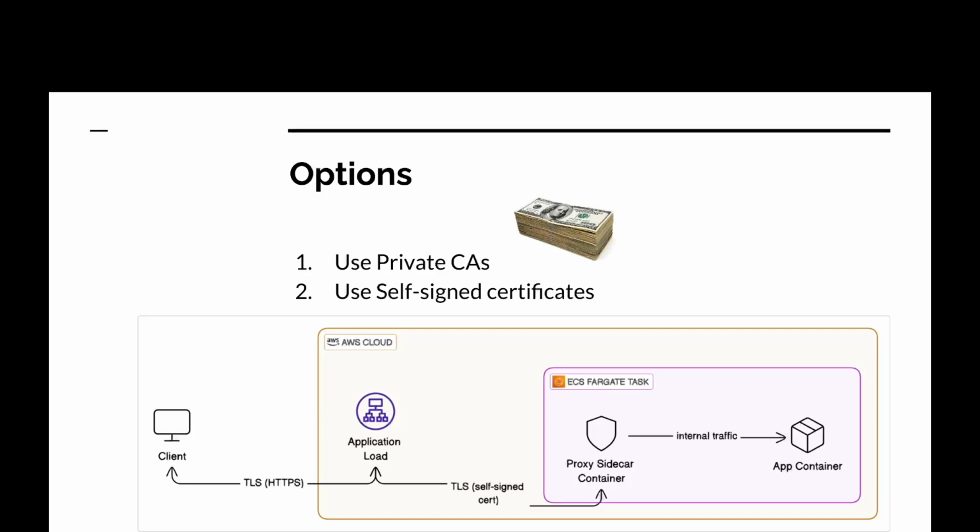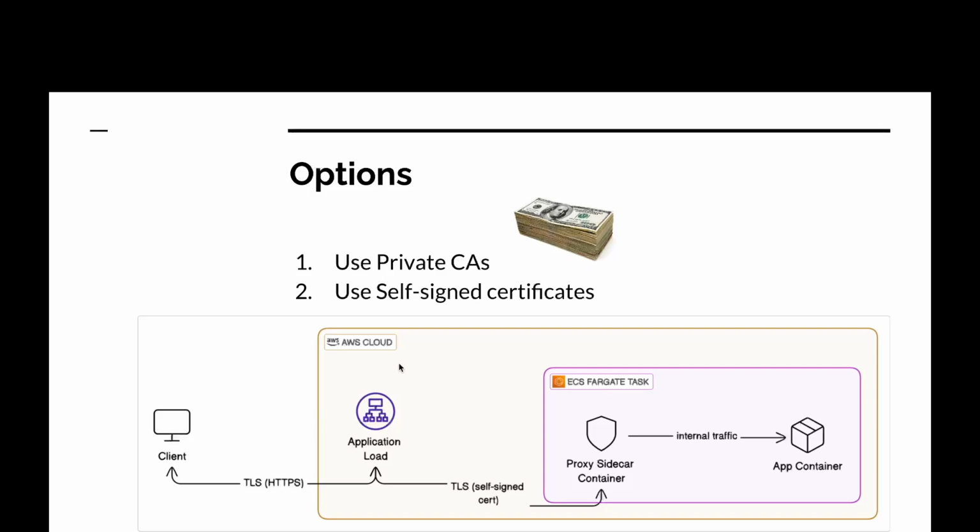Each CA is around $400 per month, so if you're using both intermediate and root CA, you're looking at about $800 monthly. That's a steep price just to encrypt internal traffic, and it may not be cost effective for many teams.